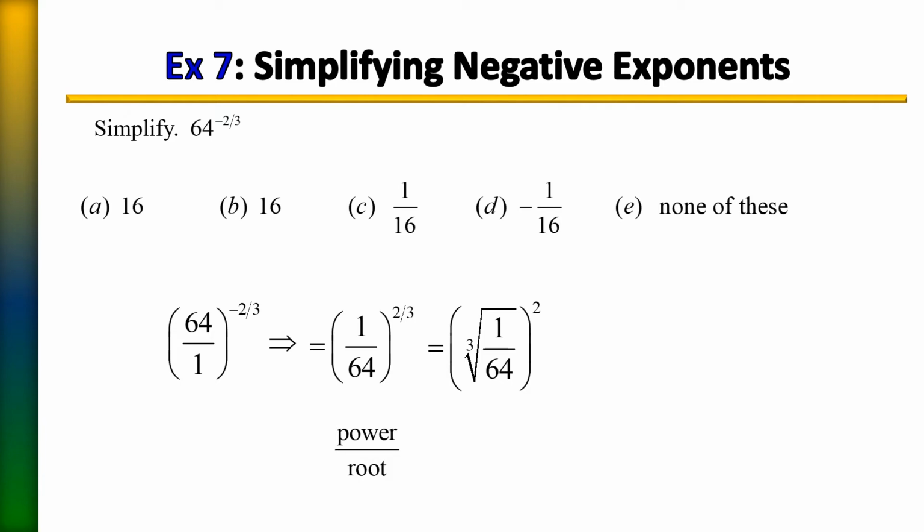Solving just inside the radical, the cube root of 1 over 64 is 1/4. Next, I'm going to square 1/4. When I square 1/4, that's the same thing as 1/4 times 1/4, which is going to give you 1/16, and that is answer choice C.